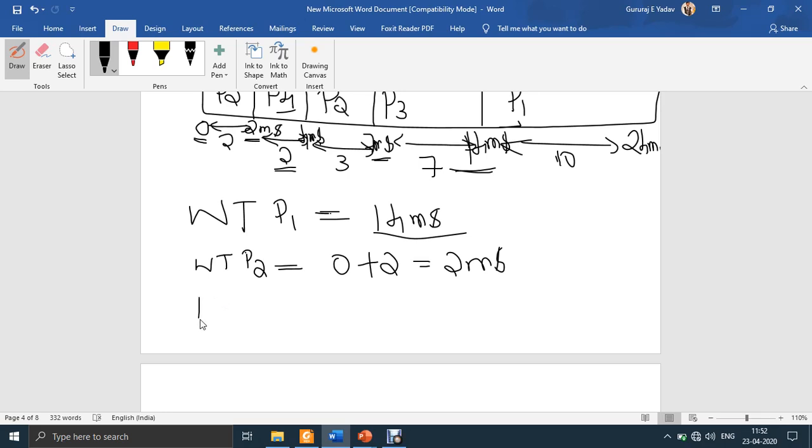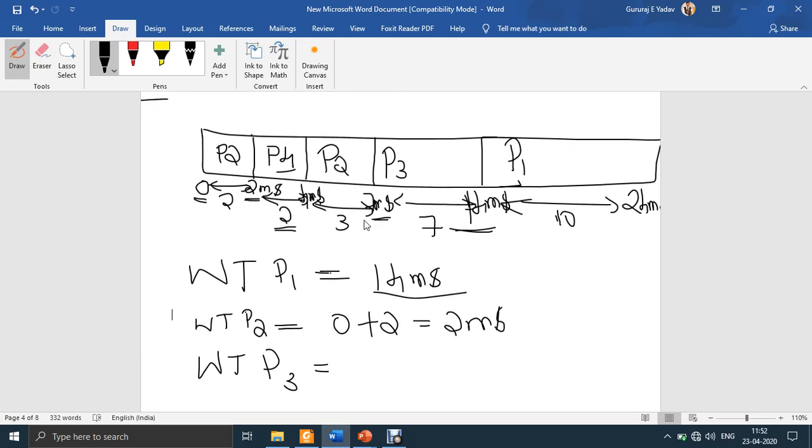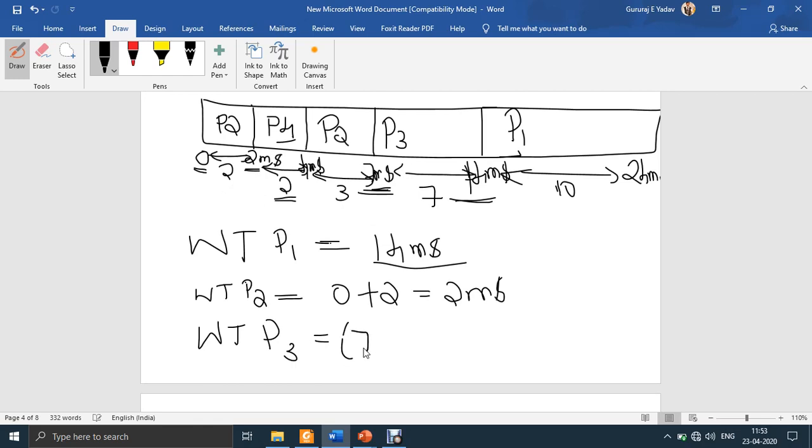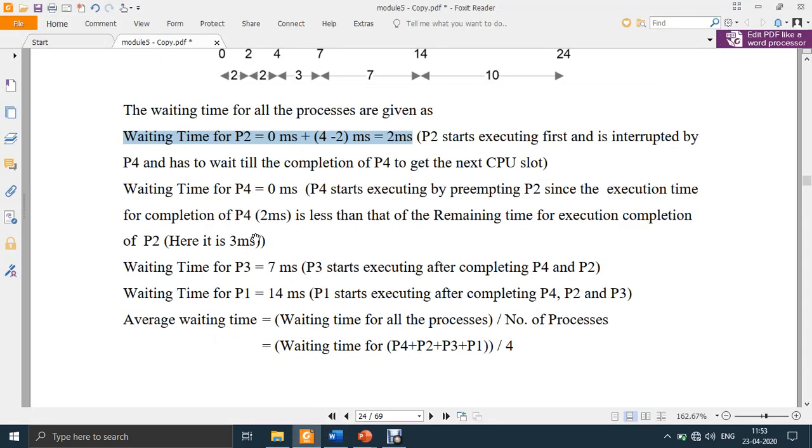Now, what about the waiting time for P3? When did P3 get its chance to execute? P3 got the chance to execute at 7 milliseconds. So that means it has waited from 0 to 7. You can write it as 7 minus 0 or directly 7, no problem. Once it got its chance to execute, it completed at 14. So it didn't wait again in the ready queue. Totally it is 7 milliseconds. This is the waiting time for P3 here, 7 milliseconds.